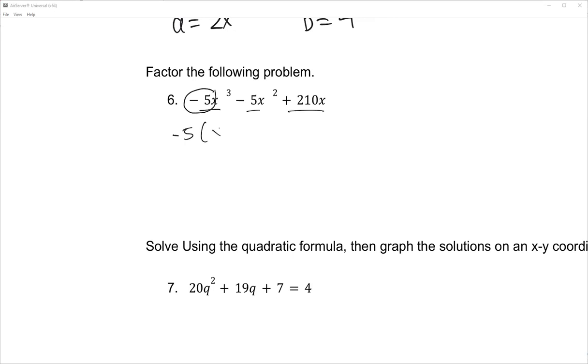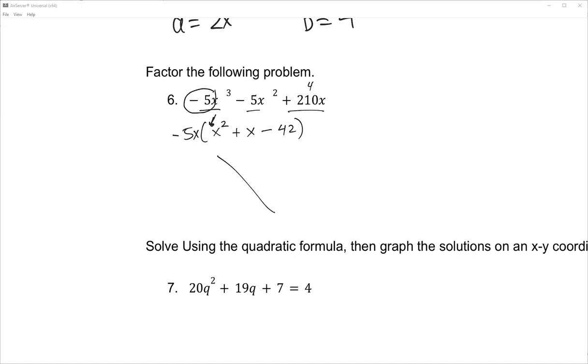If I take out -5x, it'll be x squared plus x minus 42, right? So what I did was I took out the -5x, and the leading coefficient, which is the number in front of the x squared, is positive. That's what you generally want to do because then factoring becomes a lot easier.